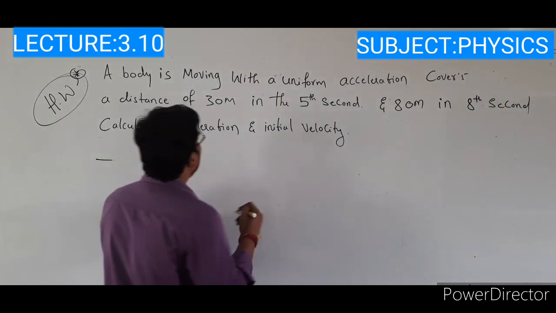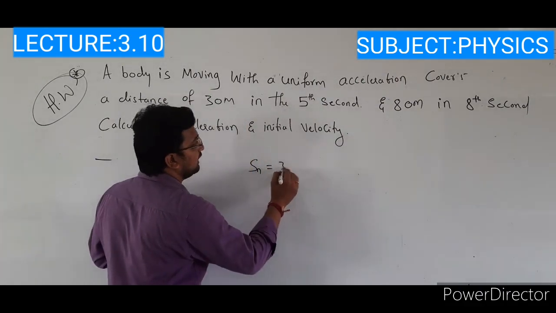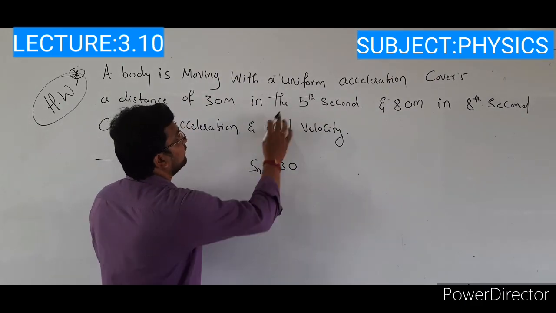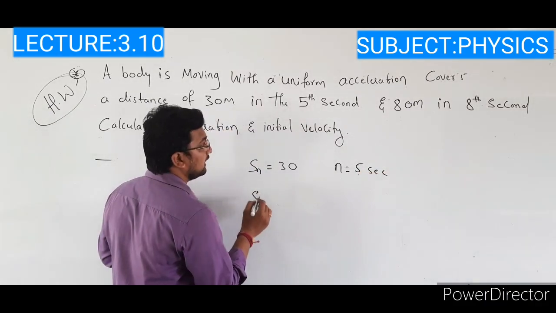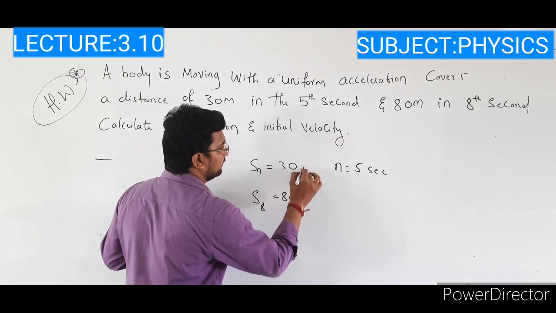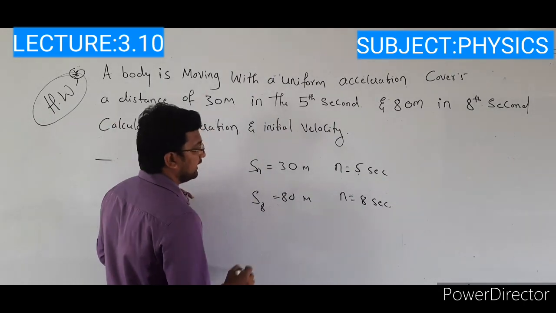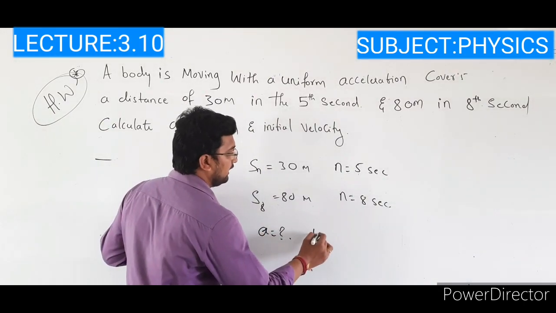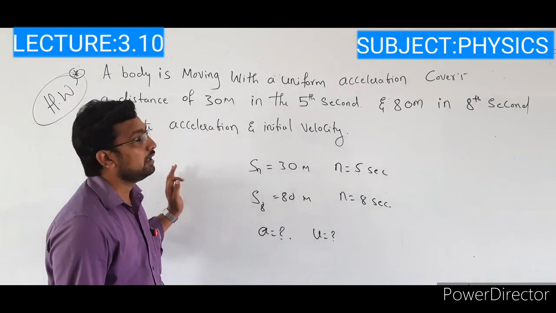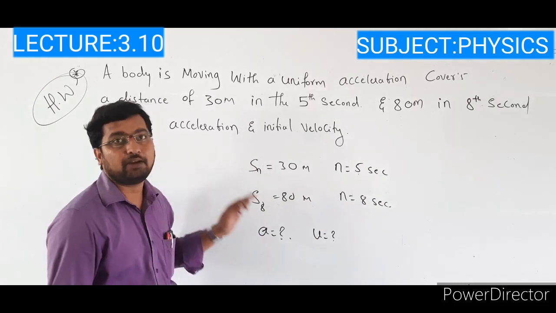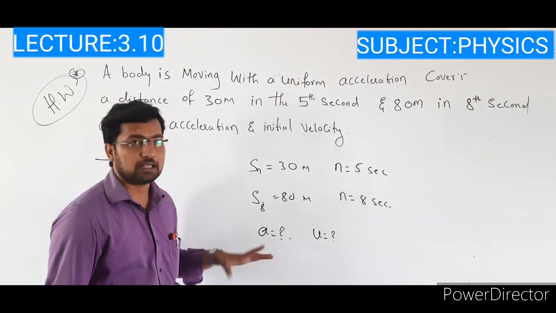Okay, see, the given terms are the displacement of the particle in the nth second. So that is 30 meter in the 5th second, n is equal to 5 seconds. Next, the displacement in the 8th second is 80 meter, n is equal to 8 seconds. And find out the acceleration and initial velocity in this problem. In this case, the object is moving in one dimension, or it is moving on a straight highway. In that case, the distance and displacement are both the same. So solve this problem and find out the answer. Thank you.